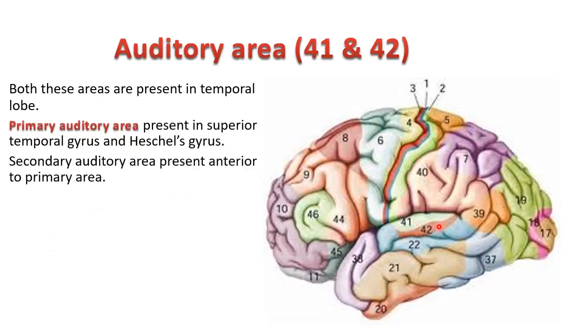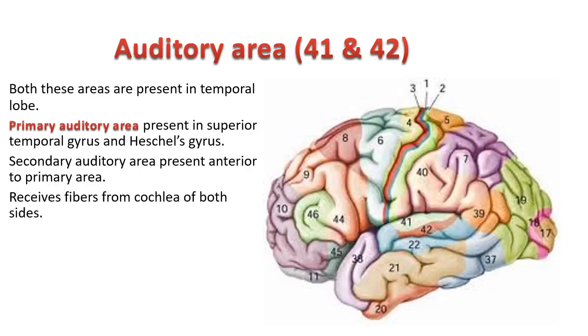Then the secondary auditory area is present anterior to the primary area. Mainly the primary auditory area is essential for detection of changes in the frequency of the sound and also detecting the direction from which the sound originates. So that is the main function of the primary auditory area. The secondary auditory area again has bilateral representation from both the cochlea. So that is mainly your area number 42.